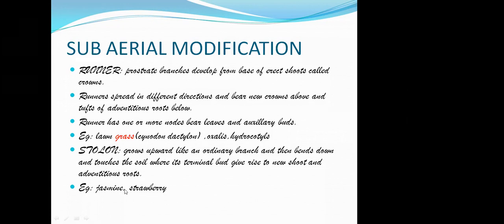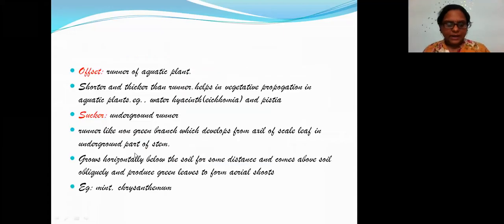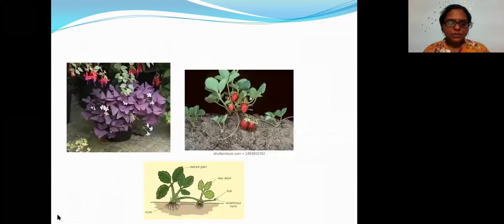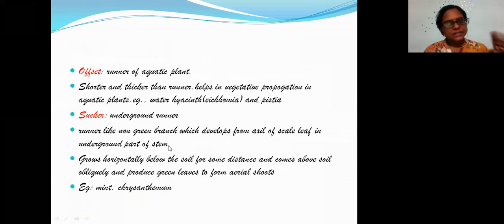So next we have, same category. You have offset and sucker also. These two are also there. So the same category, students, the same thing. You have runner, stolon, then you have offset and sucker. They all come together because if I explain, they all are same. They just roll over the soil, I can say. But small differences, because of which they have been categorized as runner, stolon, offset, or sucker. So the only thing you have to do is identify them with the picture.